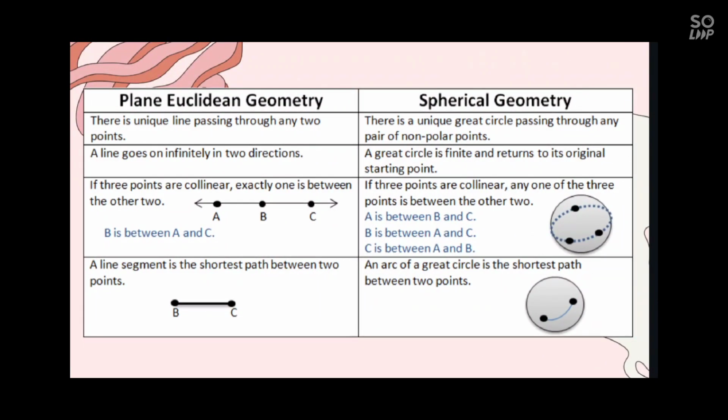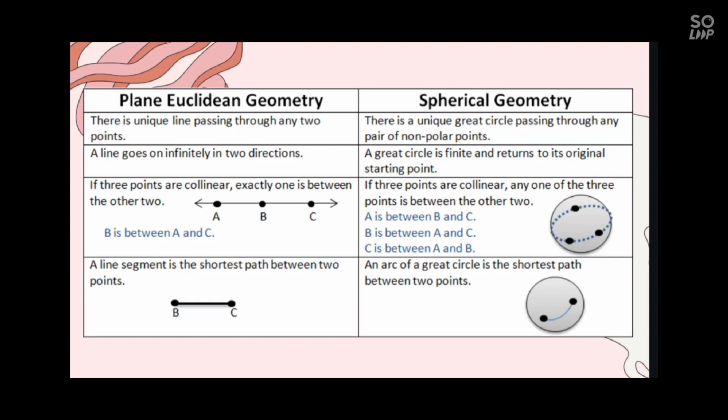In plane Euclidean geometry, there is a unique line passing through any 2 points. While in spherical geometry, there is a unique great circle passing through any pair of non-polar points. A line goes on infinitely in two directions in plane Euclidean geometry. On the other hand, a great circle is finite and returns to its original starting point in spherical geometry.